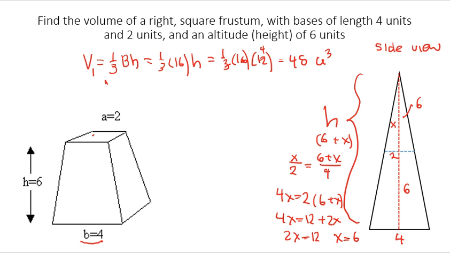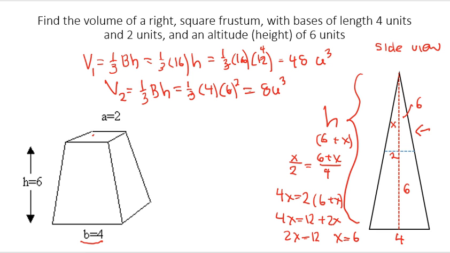Now, the volume of the smaller pyramid, which I'll call V2, also equals 1/3 area of the base times the height. But this smaller pyramid, the one that was removed, V2, is the top portion right here. So that has a base length of 2 units, so the area of the base is 4, 2 times 2. So I have 1/3 times 4 times the height of that top pyramid, which was 6. 3 goes into 6 2 times, and 2 times 4 is 8 units cubed.